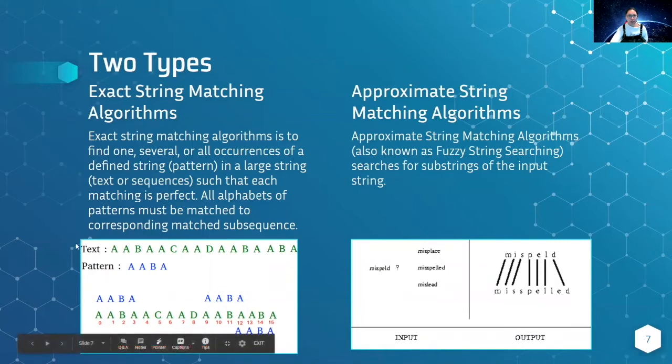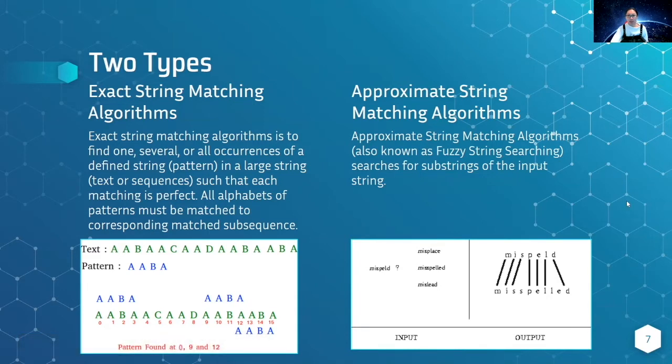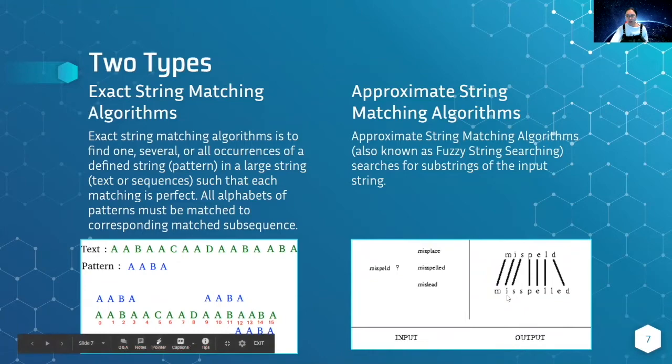You can see from this picture, we will find the pattern AAB and we need to find the exact AAB in the text. Another type is the approximate string matching algorithm, also known as fuzzy string matching, which searches for substrings of the input string. We will have a misspelling here, but we don't want to find the exact misspelling. We will replace it with the correct word.